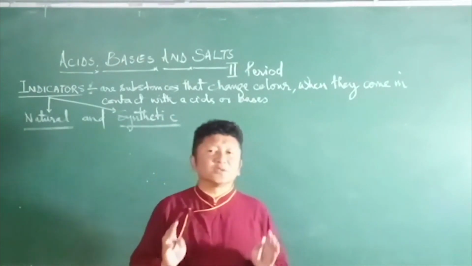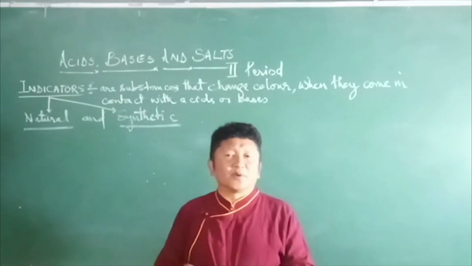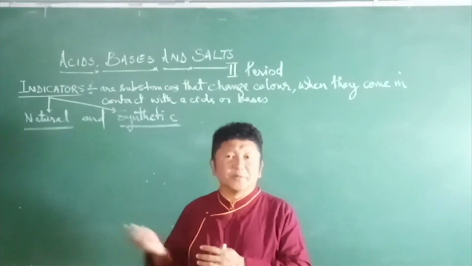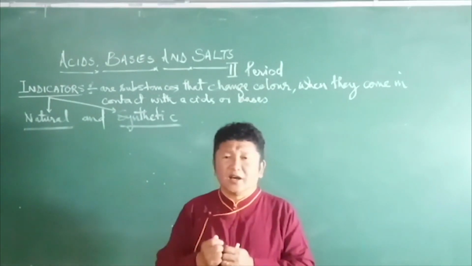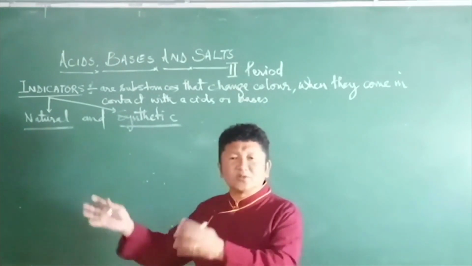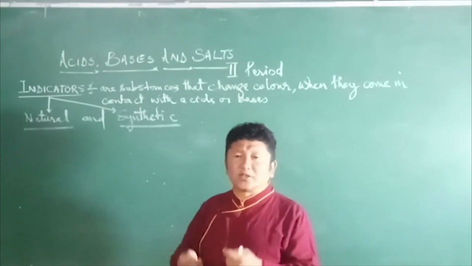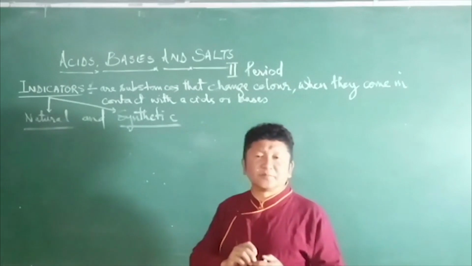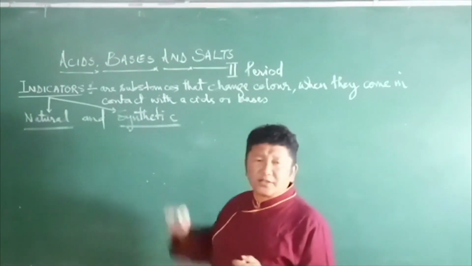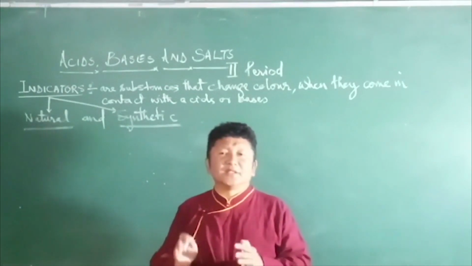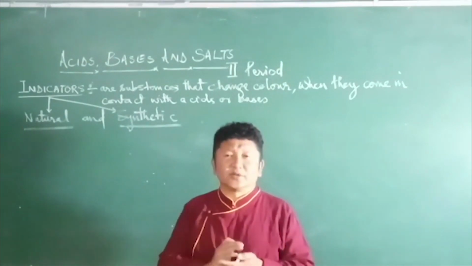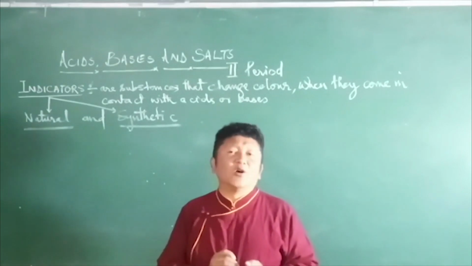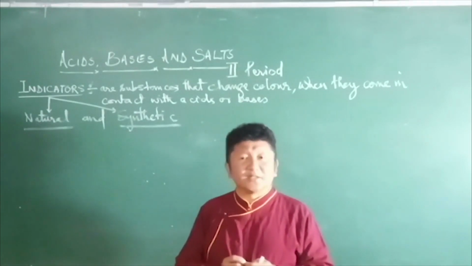Natural indicators are those indicators which are prepared from natural resources, such as red cabbage, such as turmeric, such as lichens, or the Indian extract. And if indicators are made or prepared in a laboratory, a chemistry laboratory, those indicators are considered as synthetic, man-made or artificial indicators.